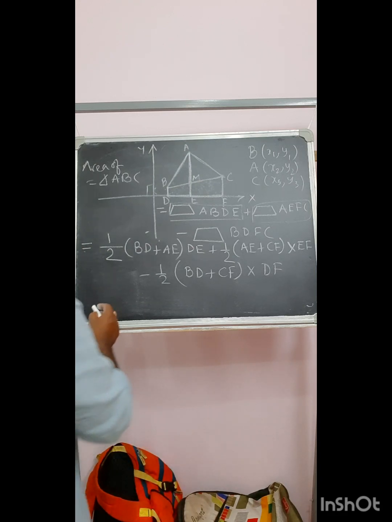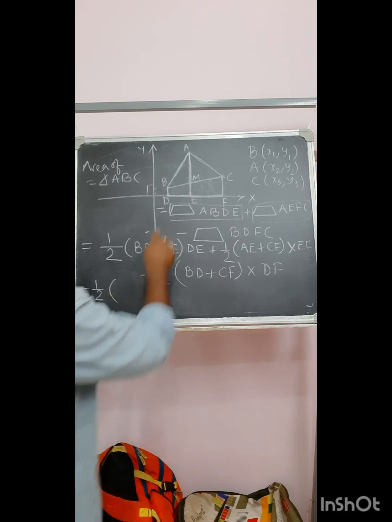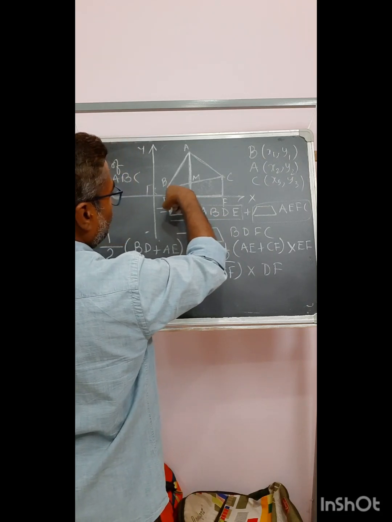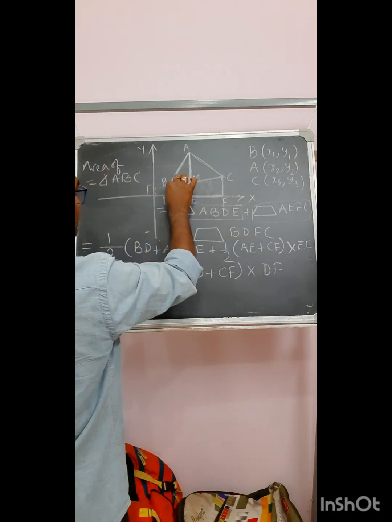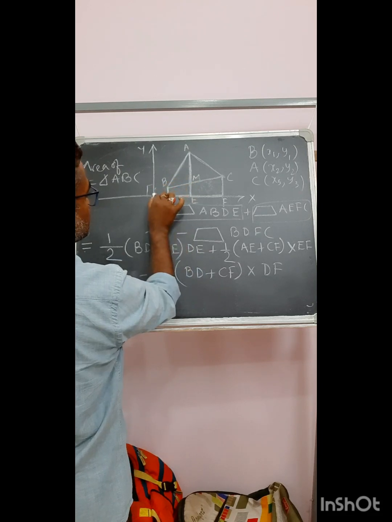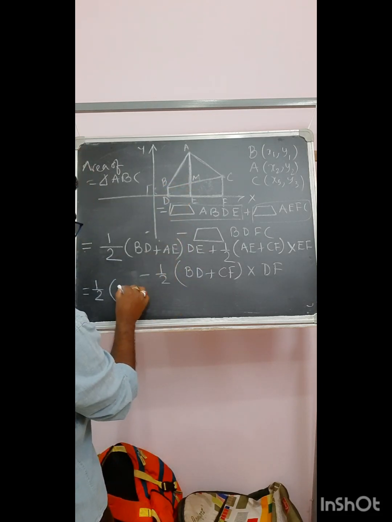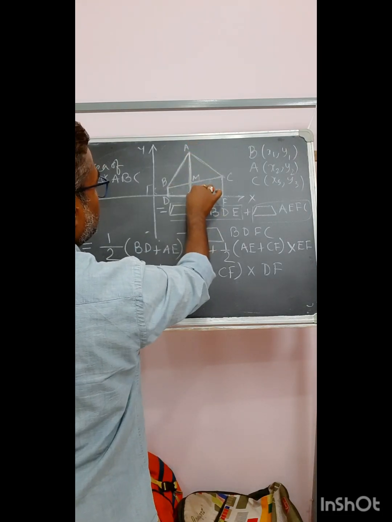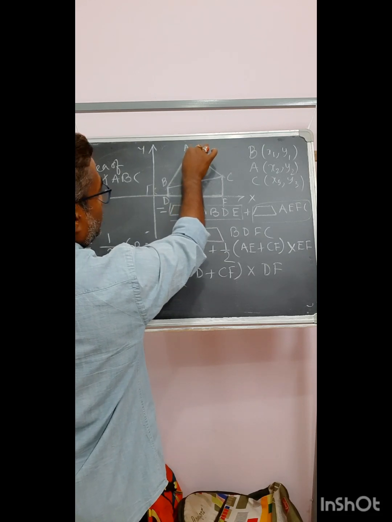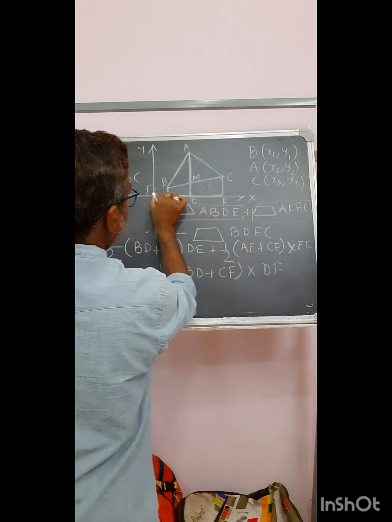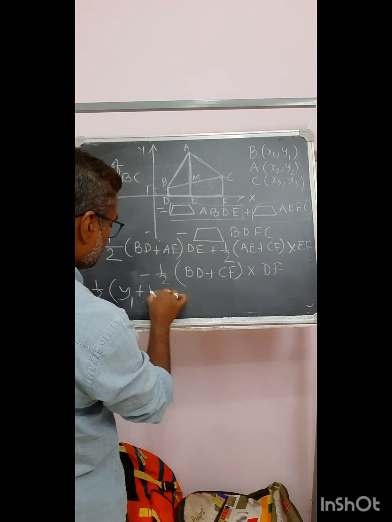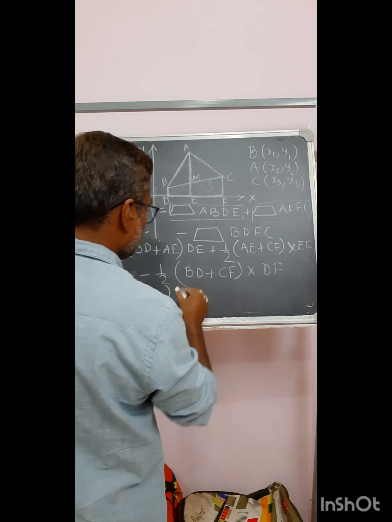So now put the values here. In the first term, half into BD is how much? B is the coordinate x1, y1. So BD would be the y part of this coordinate, because this is the vertical distance of any point. This is x1, this is y1, so BD would be y1. And with that, it is AE. A is the point x2, y2, that means this is x, this is y. So AE would be y2. So this part is over.